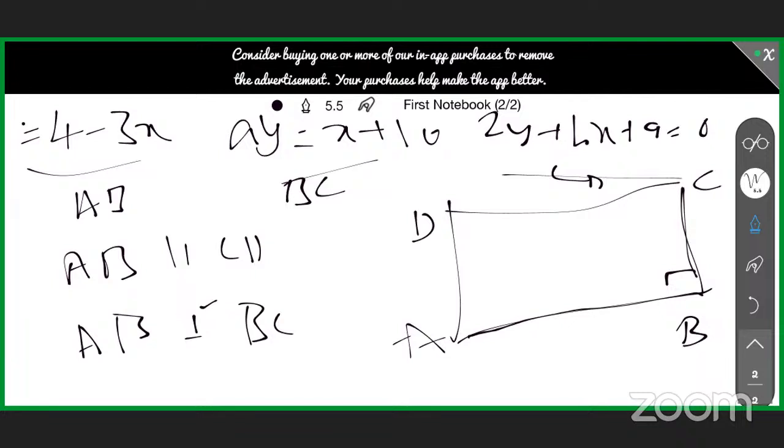So before going to that, you know the conditions for parallel and perpendicular lines. What is the condition for parallel lines? And the condition for perpendicular lines?